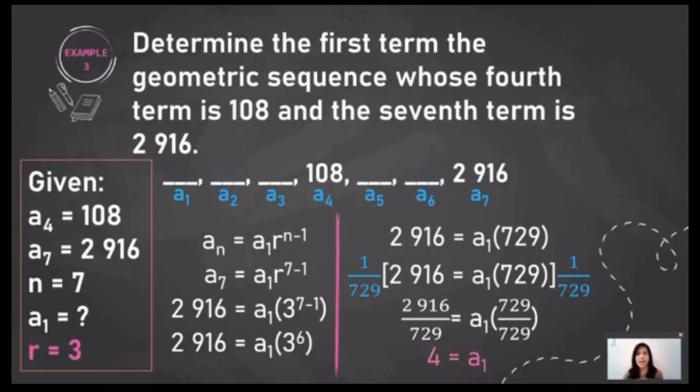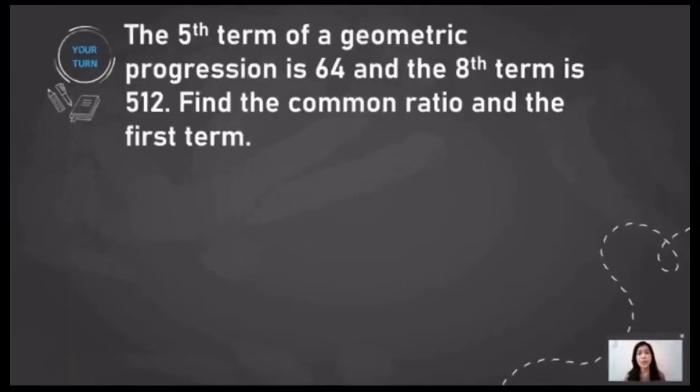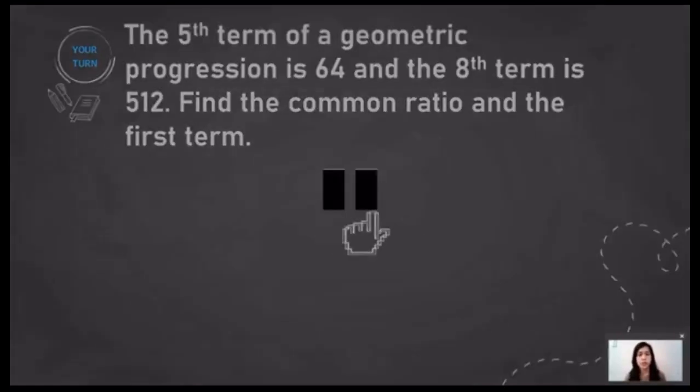Now I'm giving you the task to check whether our answer is correct. You write 4 as our a sub 1 and then you multiply every term each time by 3 until you come up with 2,916 as our a sub 7. Answer again. The fifth term of a geometric progression or geometric sequence is 64 and the eighth term is 512. Find the common ratio and the first term. Now this is just the same as the previous example. I want you to pause the video first. Once you're done answering, you go back to this video to check your answer.